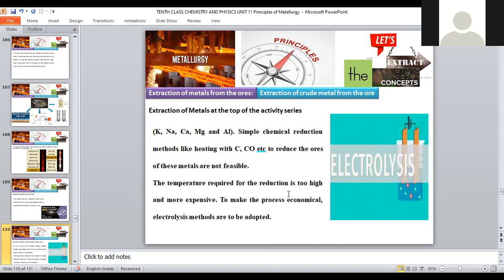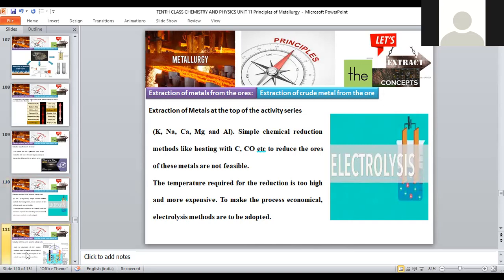So here thermal conditions and electrochemical conditions can be applied. That depends upon the suitability, that depends upon the economical constraints. Right. So this is about the type of process we are going to choose for the extraction of metals.